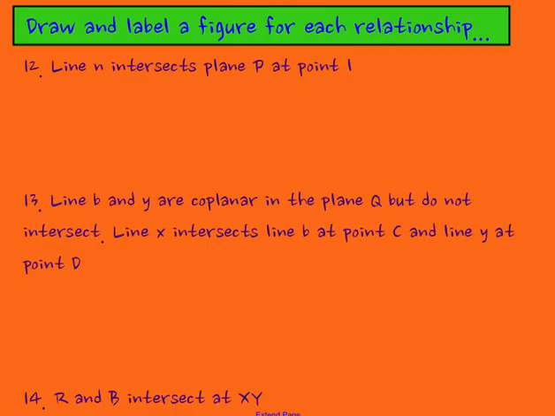Okay, so let's take a look at number 12. It says, we want to draw and label a figure for each relationship. Line N intersects plane P at point I. So first, I like to draw my plane. So here's my plane, plane P. And we're going to have a line N that intersects. And I draw a dotted line to show it goes through. So here's line N, and I'm going to do a lowercase cursive. And it's intersecting at plane P. So this point that it's hitting the plane, I'm going to label I.